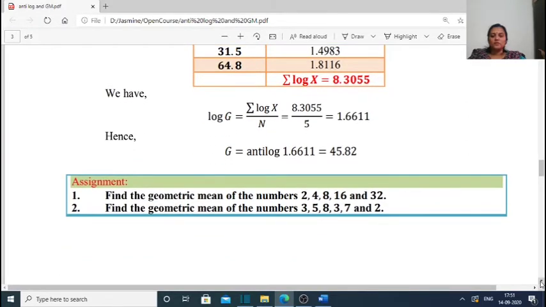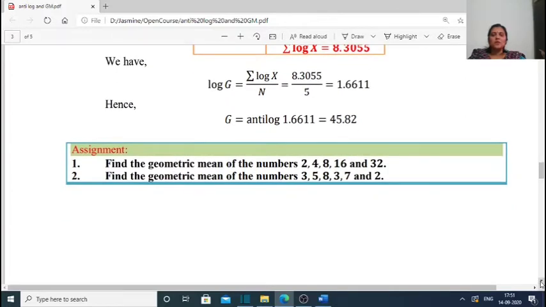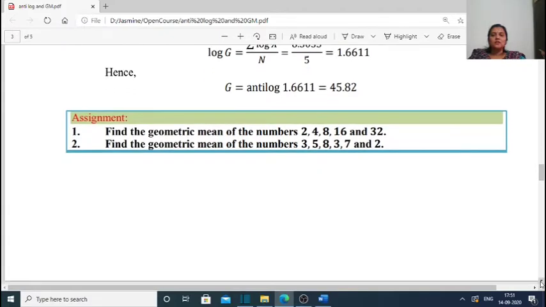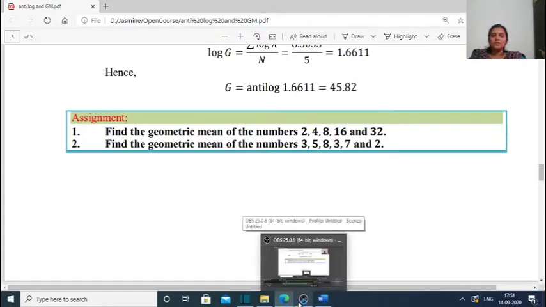Now you have two problems to solve. Find the geometric mean of the numbers 2, 4, 8, 6 and 32. And the next problem is 3, 5, 8, 3, 7 and 2. So write x, write log x, find sigma log x by n, and take its anti-log. I will do one problem here, and you try the next one yourself.